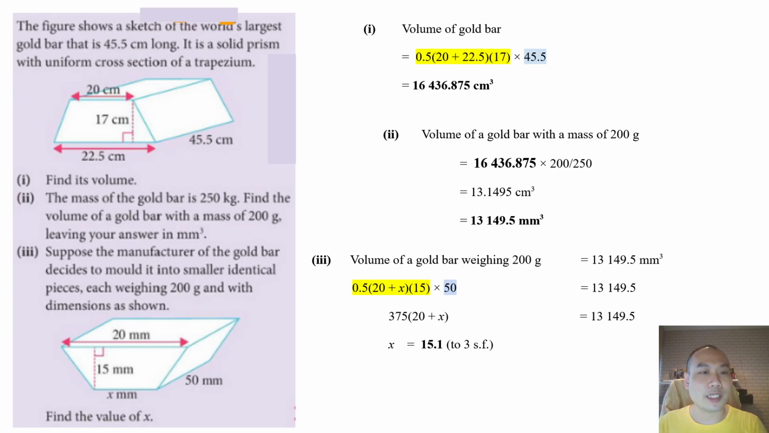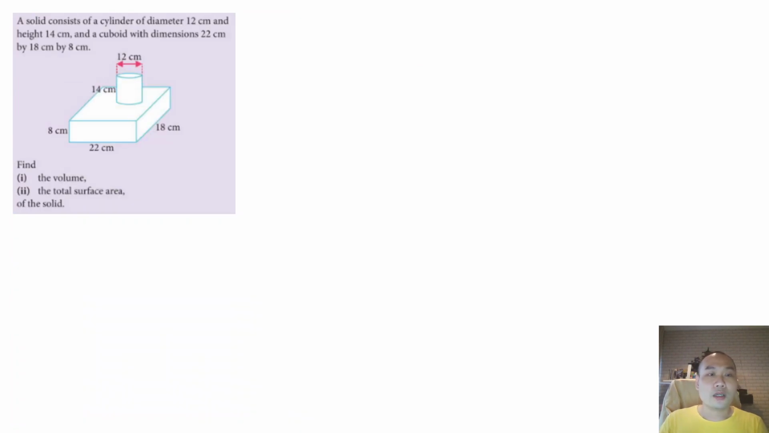That's how we can apply what we have learned with regards to the volume of prism to answer questions like this. Here's another one with a cylinder. We are quite familiar with cylinder by now, I hope. It actually has a cuboid and a cylinder attached to it.